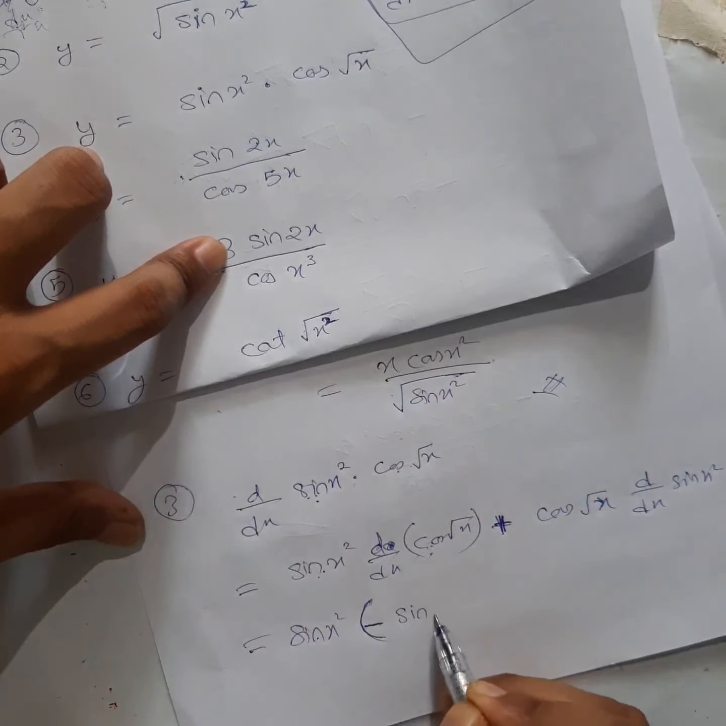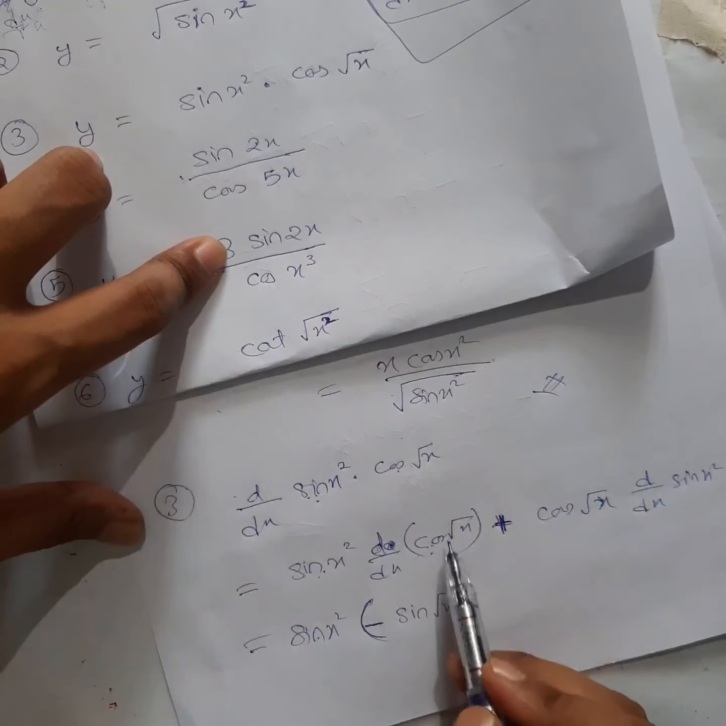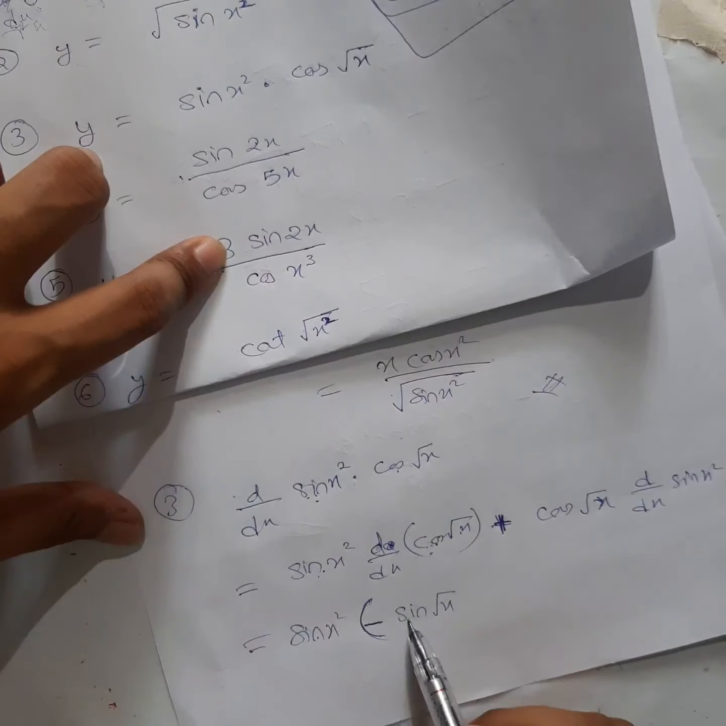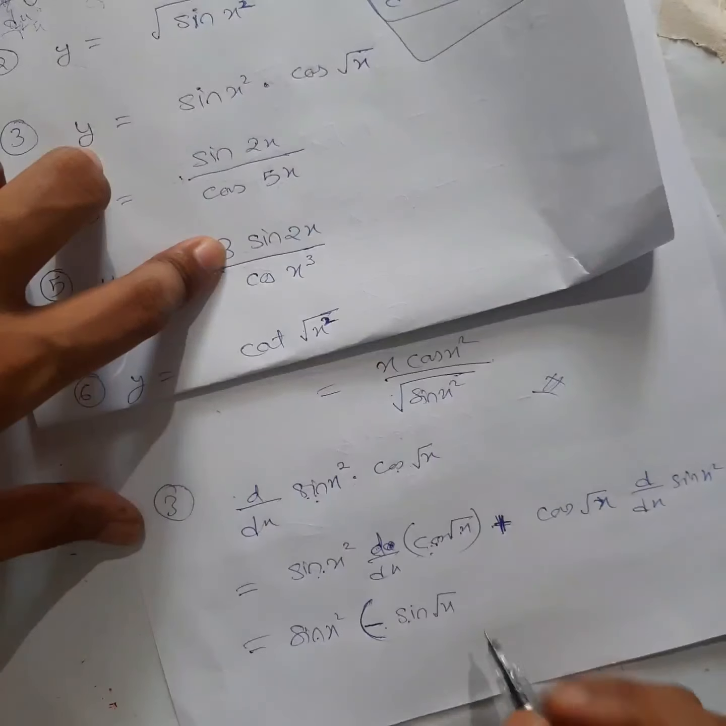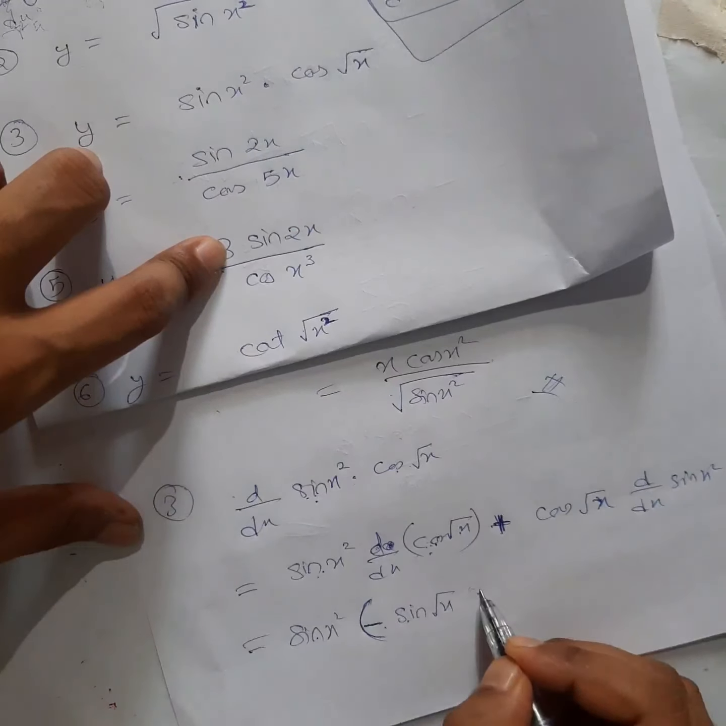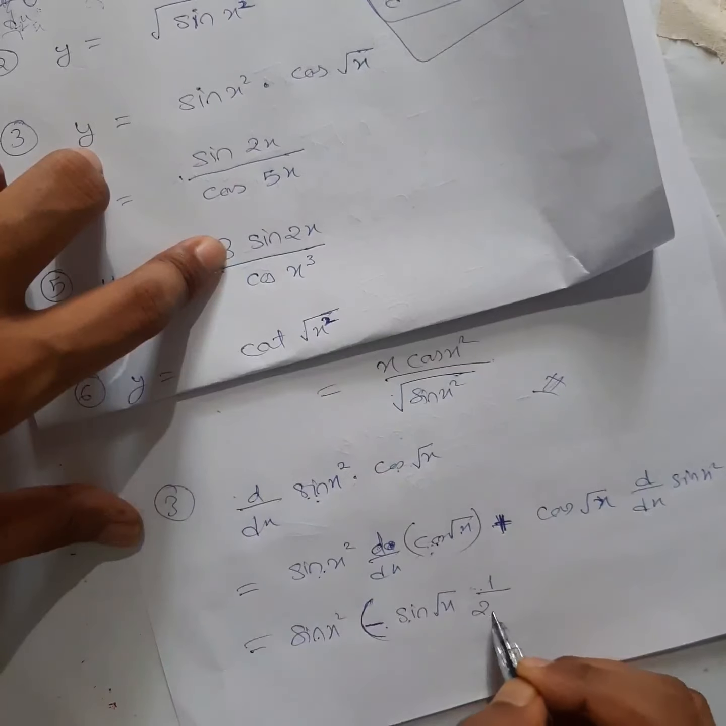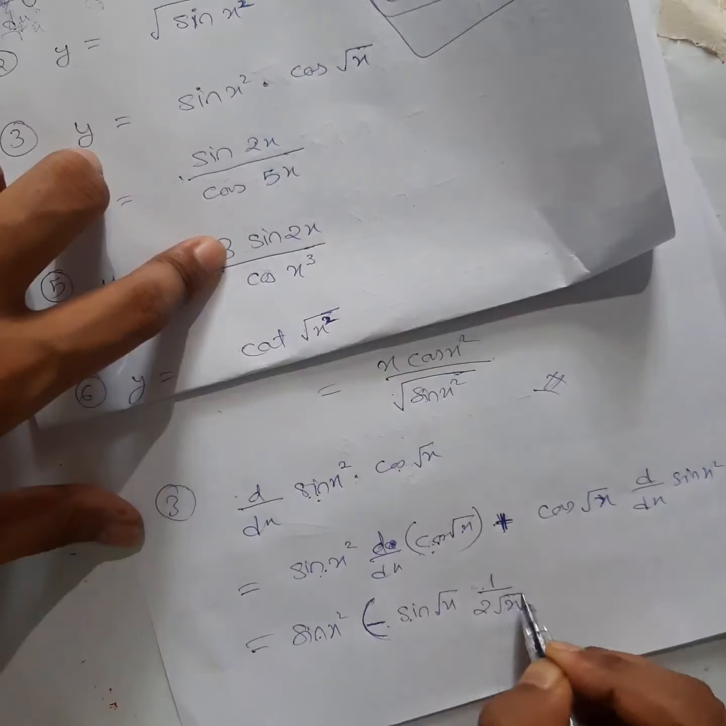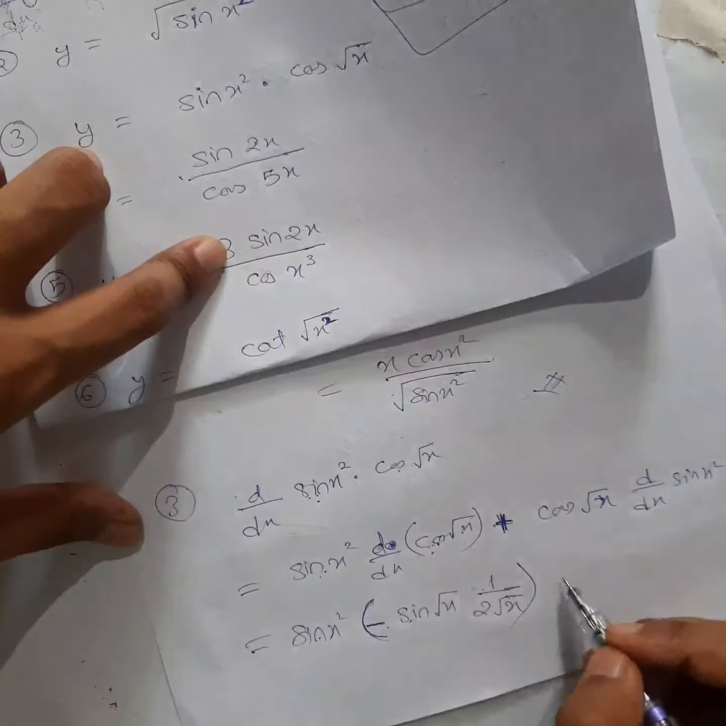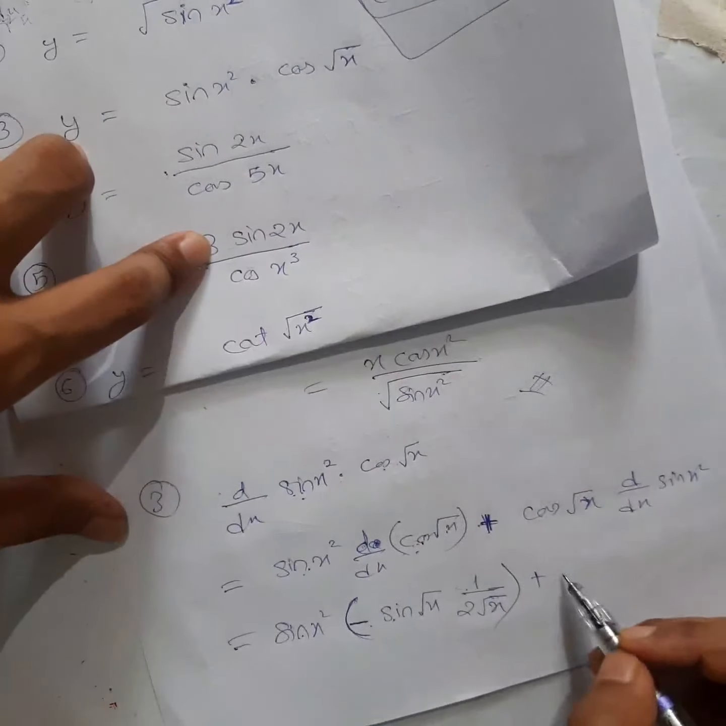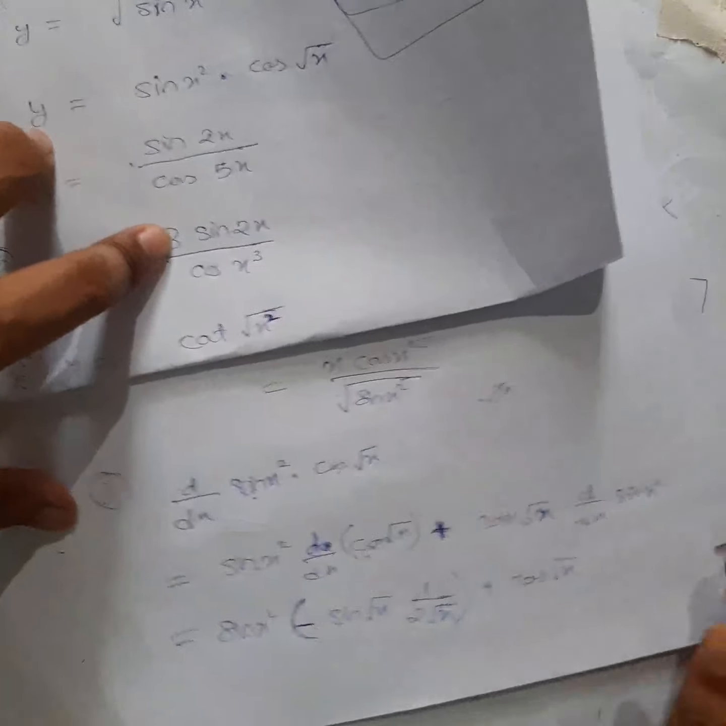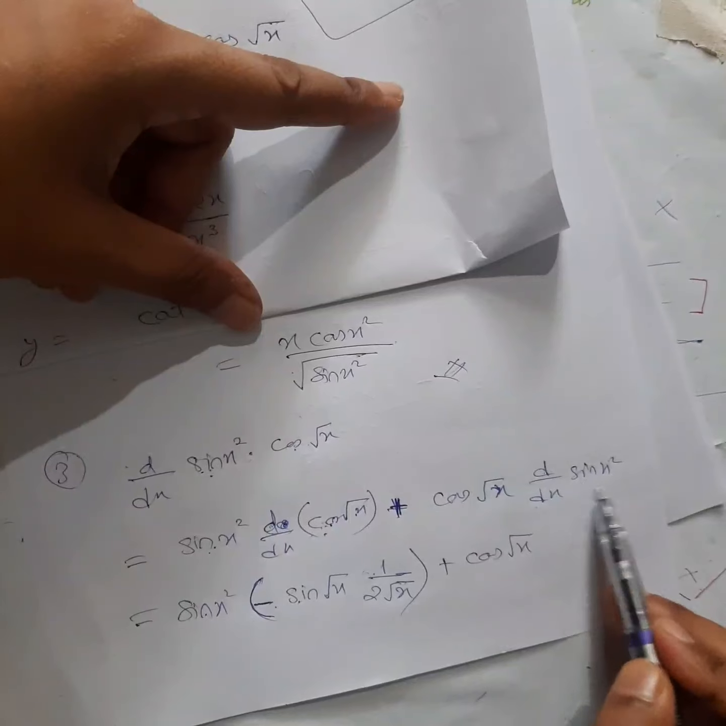So this will be sin x form, right? Cos x differentiation was minus sin x, but in place of x, since you have root x, you have to differentiate root x again. So what is the differentiation of root x? 1 by 2 root x. Done. Plus this portion cos root x d/dx of sin x square.